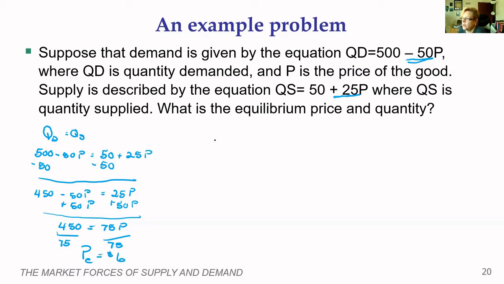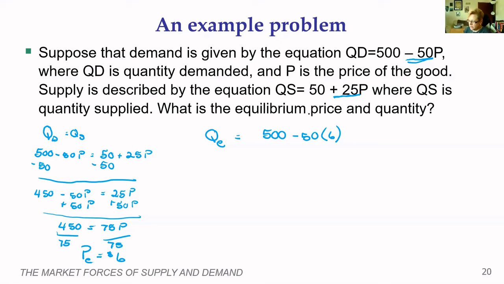Now I want to calculate my quantity equilibrium. To calculate my quantity equilibrium, I just take this price of $6 and substitute it into either the quantity demanded equation or the quantity supplied. I kind of like the quantity demanded equation, so I'm going to go ahead and do that one. So 500 minus 50 times 6, because we just defined P sub E as 6.